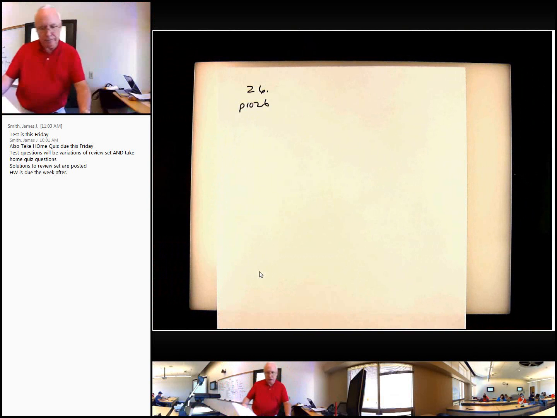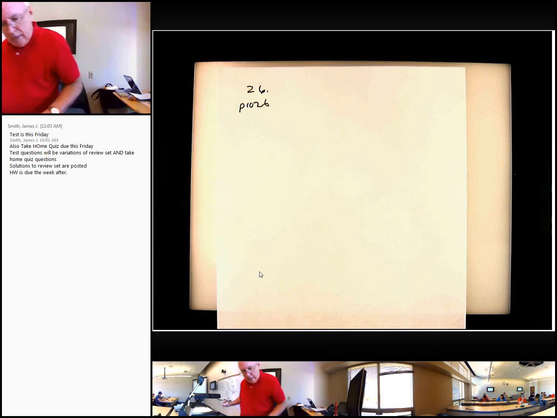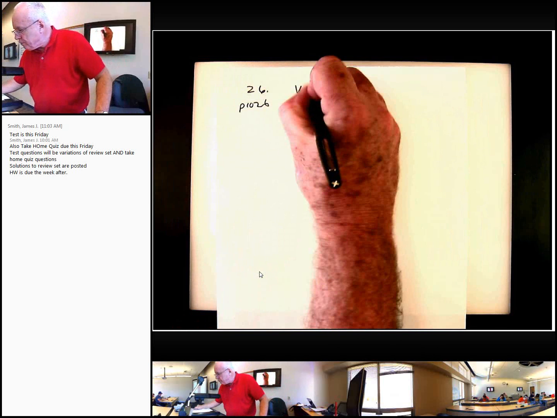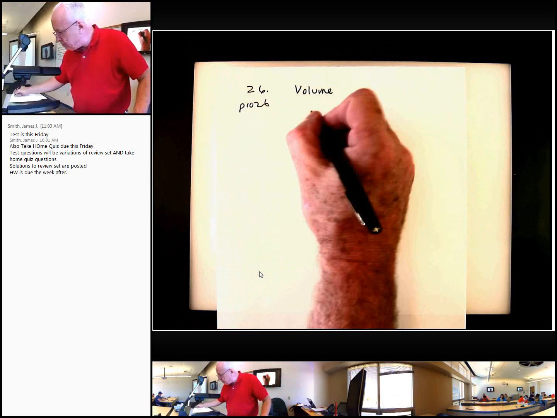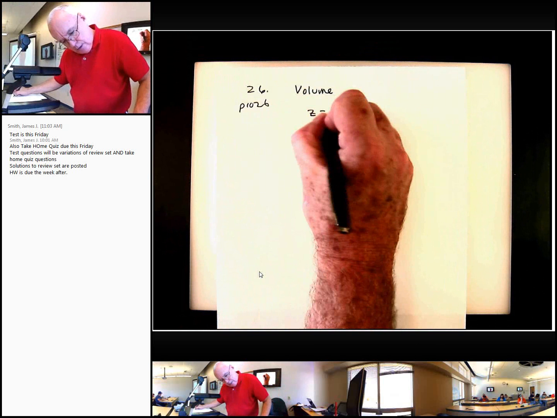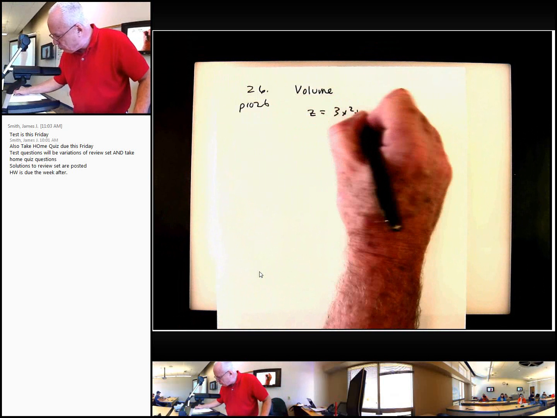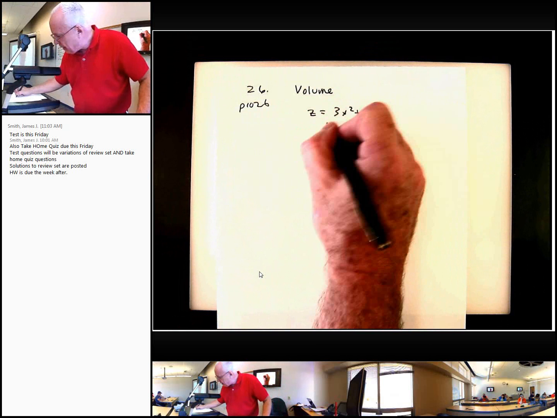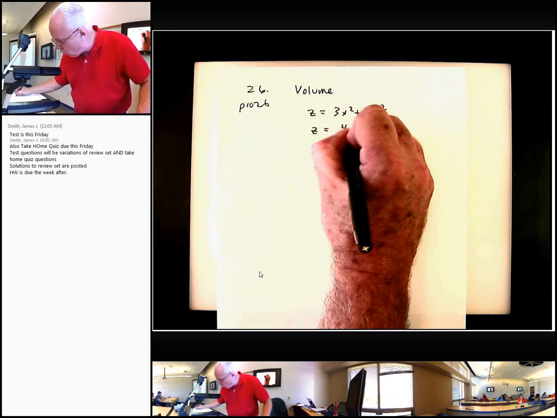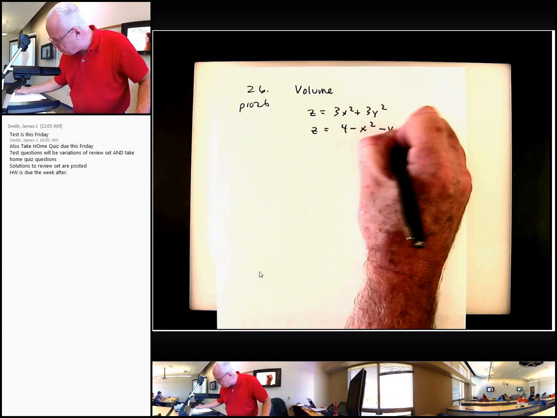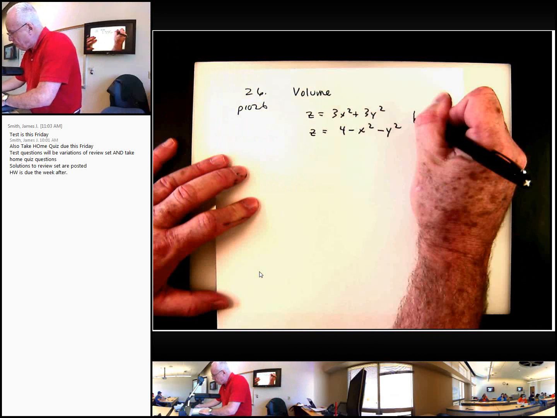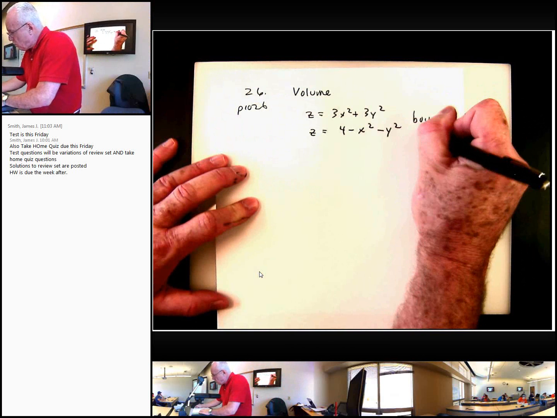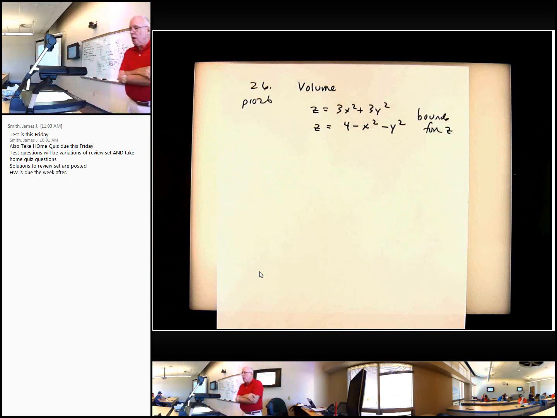Same page. And here again, we're trying to find volume. And the region is bounded by z equals 3x squared plus 3y squared, and z equals 4 minus x squared minus y squared. All right. Those are the bounds for z.